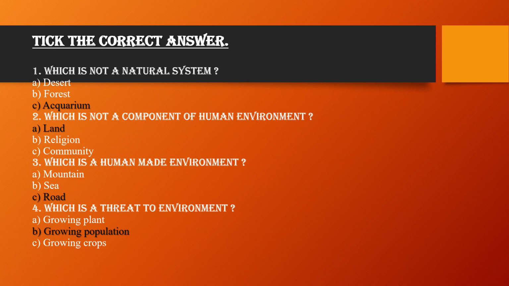Now, which is a threat to environment? The options are growing plants, growing population, and growing crops. Now answer it to yourself. Of course, growing population would be a threat to the environment, because growing plants would not be a threat. It would be a boon. It's very good to grow plants and crops. So growing population can be very dangerous for the environment.